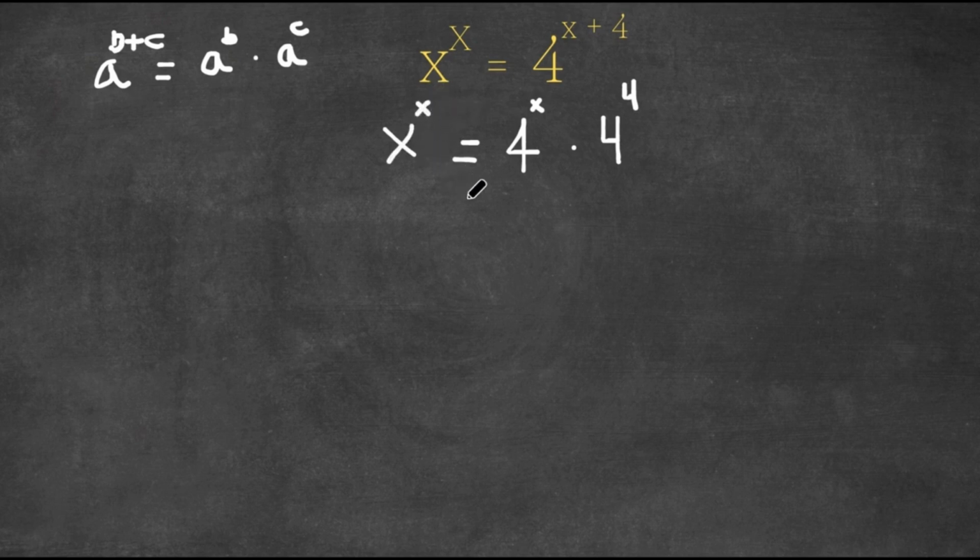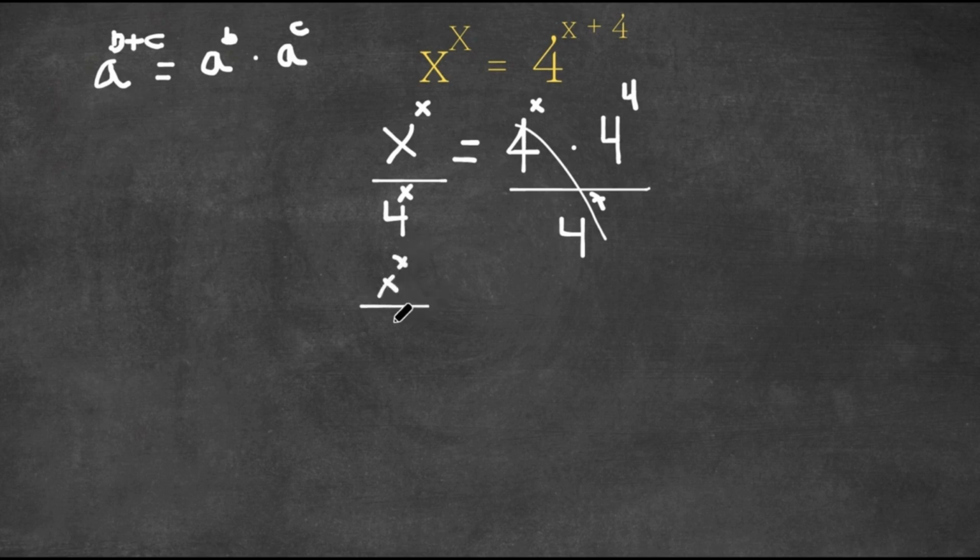Now what we're going to do is we're going to divide both sides by 4 to the power of x. So if we divide this side by 4 to the power of x, then what we do on one side, we have to do the other side. So we're going to divide this side by 4 to the power of x. And these two cancel out, so we're left with x to the power of x over 4 to the power of x equals 4 to the power of 4.